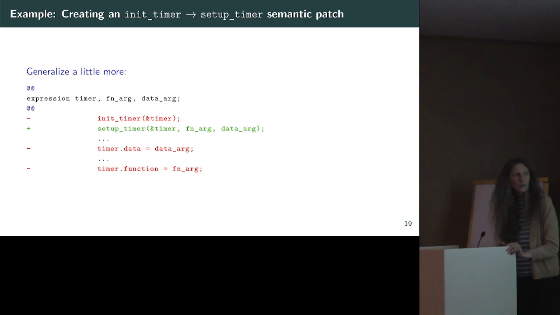Yes, so that's a good point. There are two options. One is that you can put some when constraints here, and the when constraints might say when there's no initialization of data arg or function arg. Another option would be that we don't have to put the setup timer call here. We could put the setup timer call at the end, and that would solve the problem in another way.